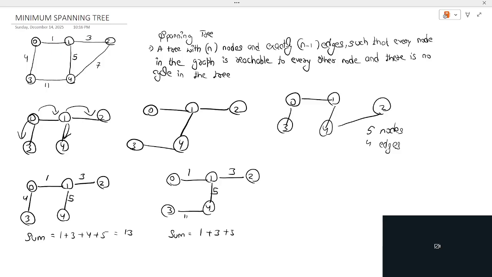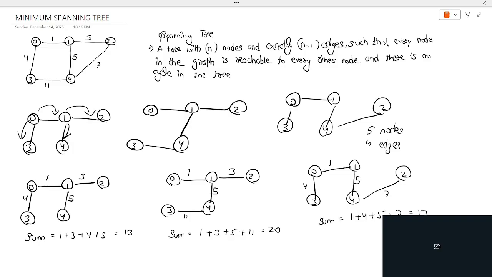Now consider the second spanning tree and write down its edge weights. 1 plus 3 plus 5 plus 11. 3 plus 1, 4 plus 5, 9 plus 11, 20. Now consider the third spanning tree and write down the edge weights. 1 plus 4 plus 5 plus 7. 4 plus 1, 5 plus 5, 10 plus 7, 17.